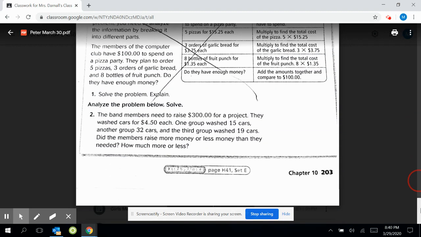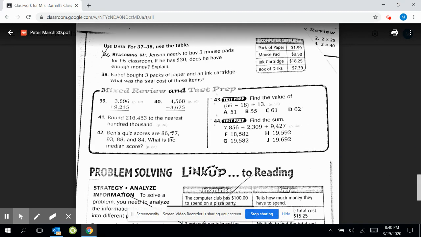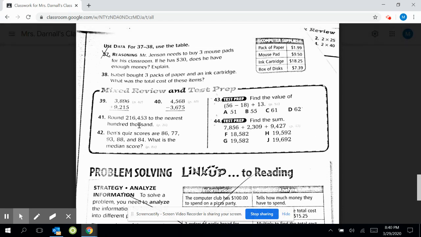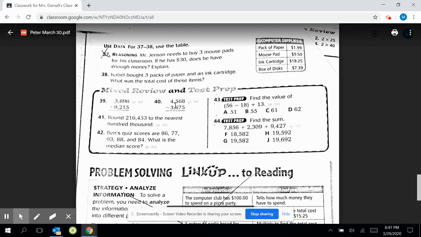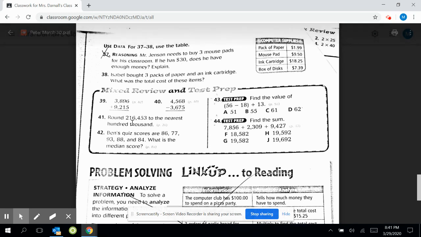And then this is the last of what I want you to do. I crossed off this bottom part. You don't need to do that. But this is a mixed review. This is things that you've already learned, but I don't want you to forget. This is addition. This is just adding some things up and subtracting some things.